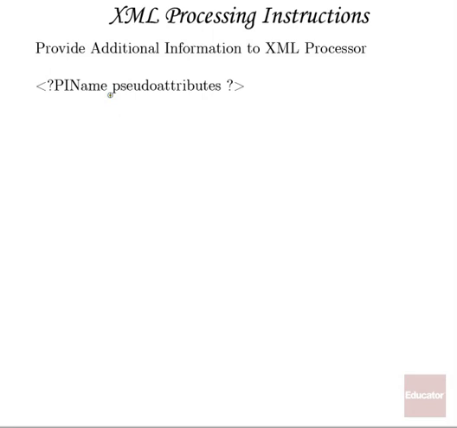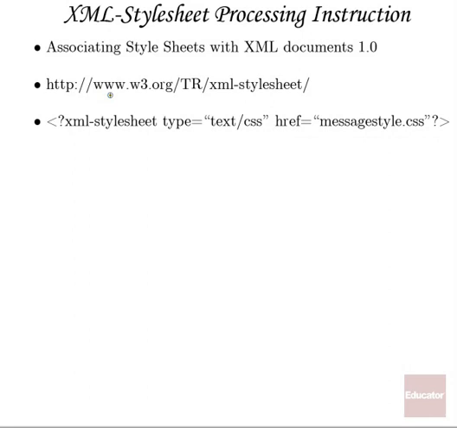So a processing instruction that pulls a style sheet into an XML file is done this way. We have the corner brackets with the question marks. We have the phrase xml-stylesheet. We have a type attribute saying we're looking for a text file that is written in the CSS language. And we have a hyperlink reference to the file that contains our style information, which in the case of this particular processing instruction would be messagestyle.css.